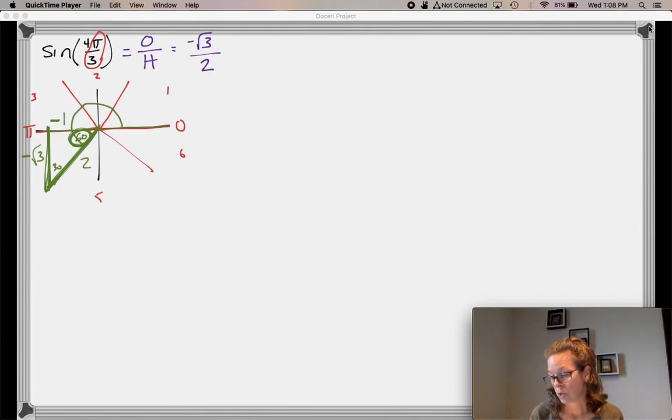We could go on and do the cosine or the tangent, but I think graphing the angle is, again, the hardest part of the problem.